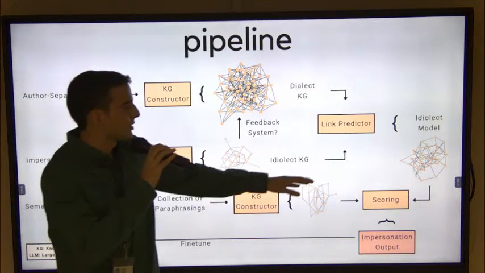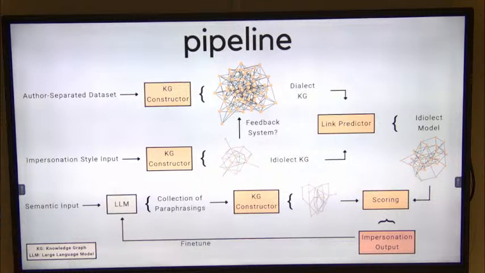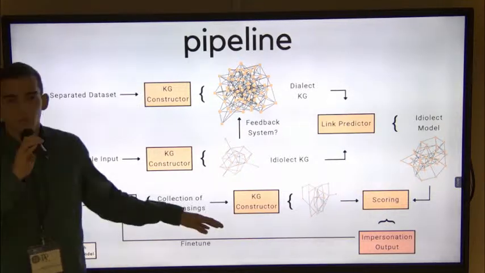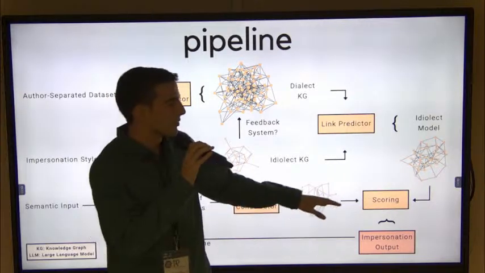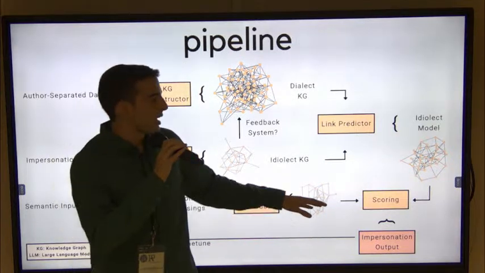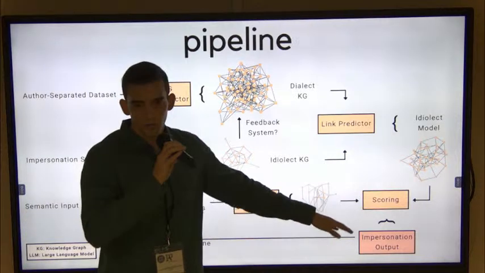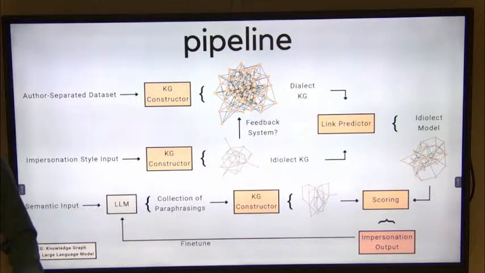And then we generate the idiolect model, and that only gives us the style of the person, right? But then we want to paraphrase some text to make it look like it was written by that person. So we have the semantic input, which we pass through a large language model and prompt it for paraphrasing. Each of those paraphrasings goes through the same model construction, and then we compare the models of the idiolect versus the paraphrasings and score them. What we do with those scores and rankings is we get the impersonation output, and then we use that output to fine-tune the large language model so that it eventually learns to speak as that person.